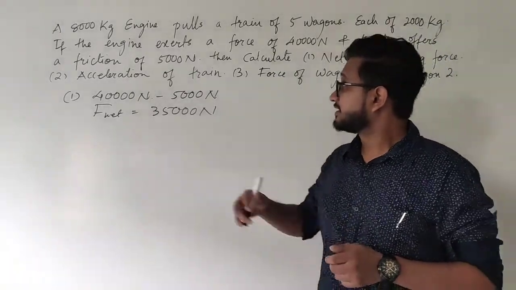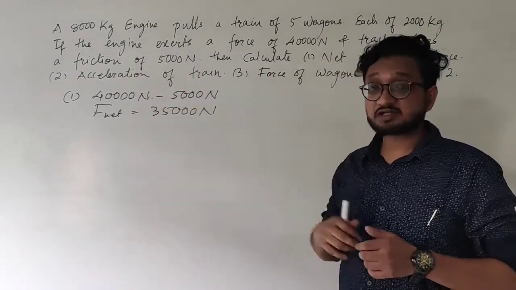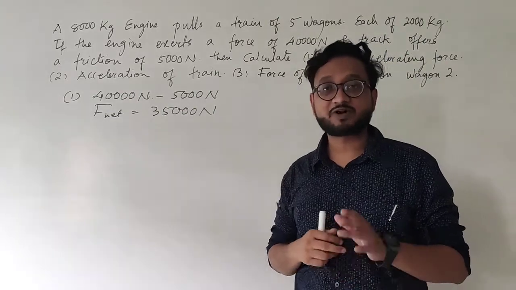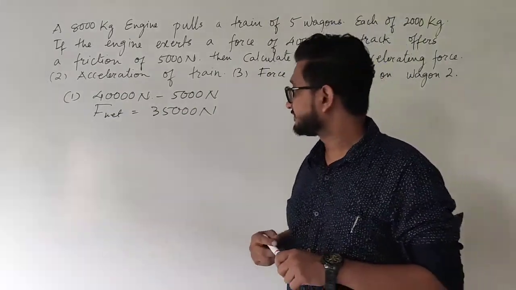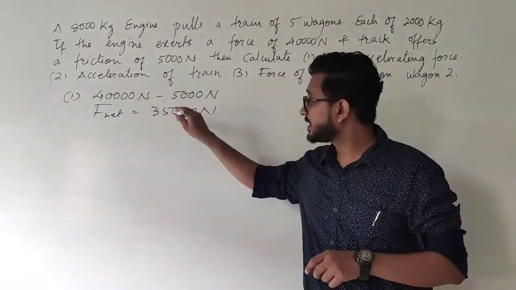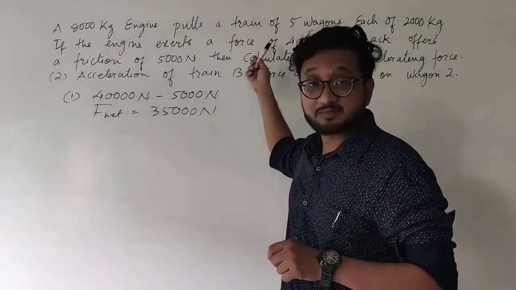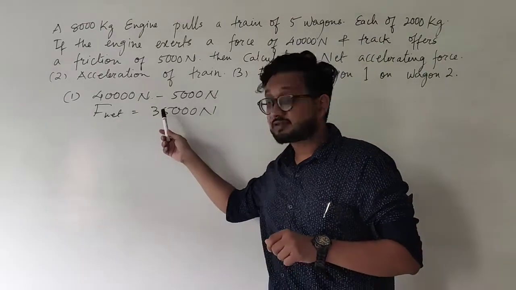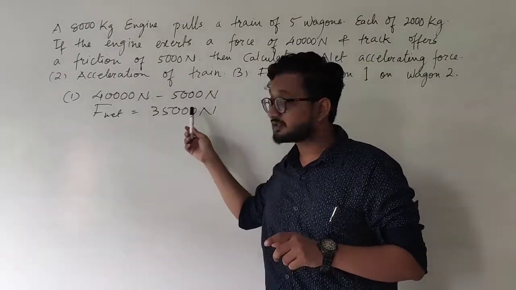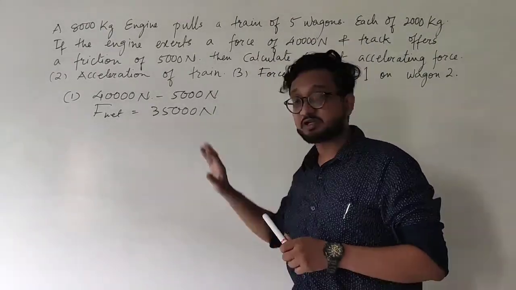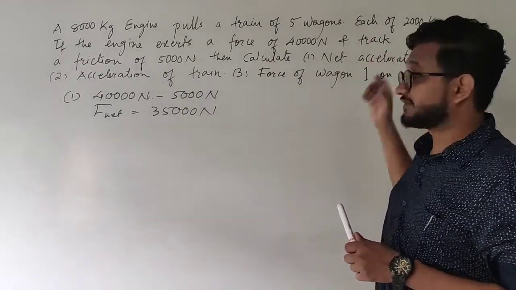Now the second part, finding the acceleration of the train. You need to find the acceleration. So what is the force? This is the net force. So you have to use this, not the 40,000 given by the engine. You need to find the acceleration using the net force. So we have the net force, we know the mass of the wagons.